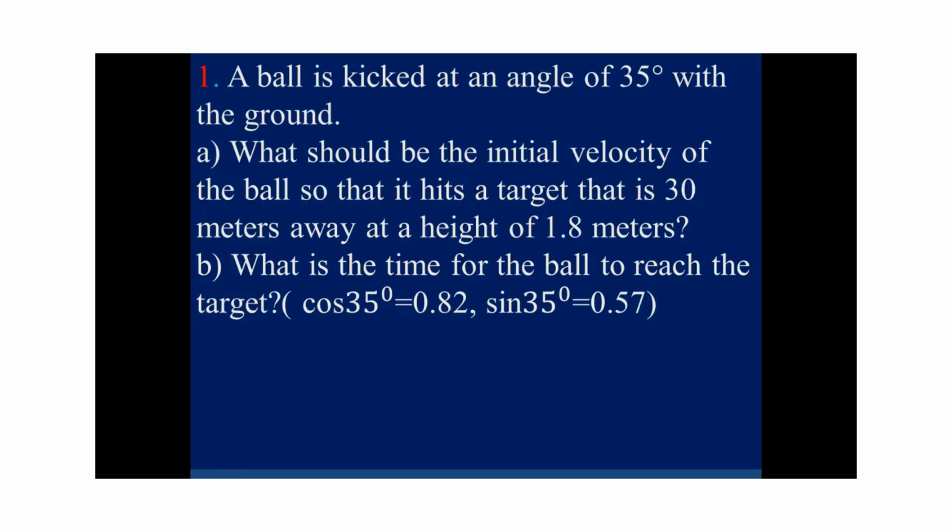Question number 1. A ball is kicked at an angle of 35 degrees with the ground. A. What should be the initial velocity of the ball so that it hits a target that is 30 meters away at a height of 1.8 meters? B. What's the time for the ball to reach the target?